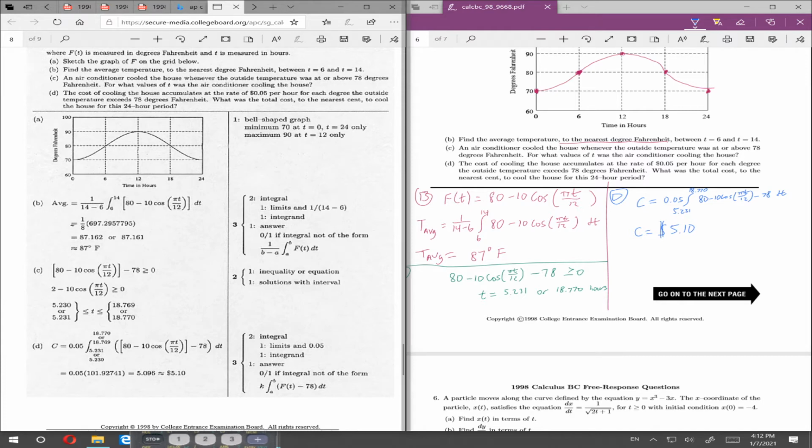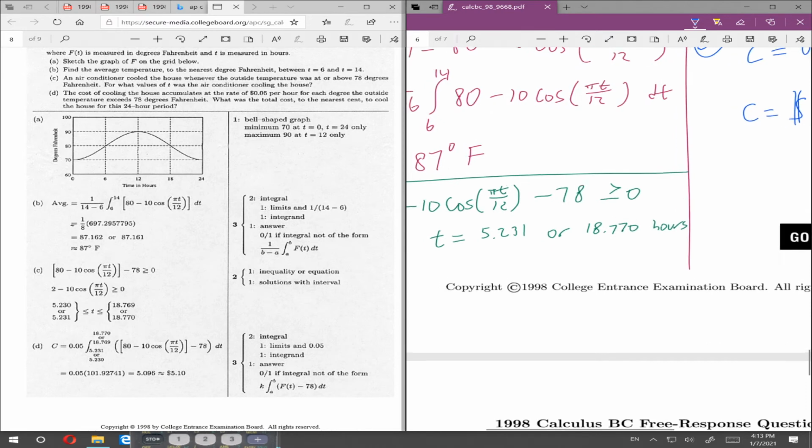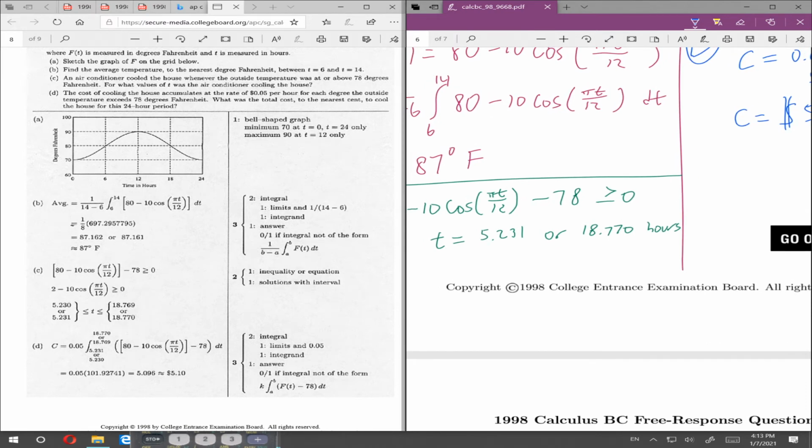I did not write my solutions in interval notation, so I think I would have lost that point. For what values of t was the air conditioner cooling the house? I just wrote the endpoints. Okay, so I want to convert this to an interval then, so t needs to be between those two values.